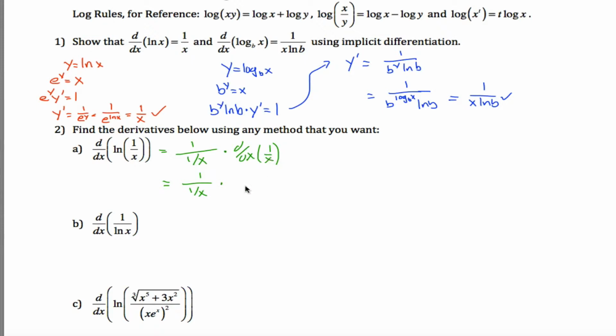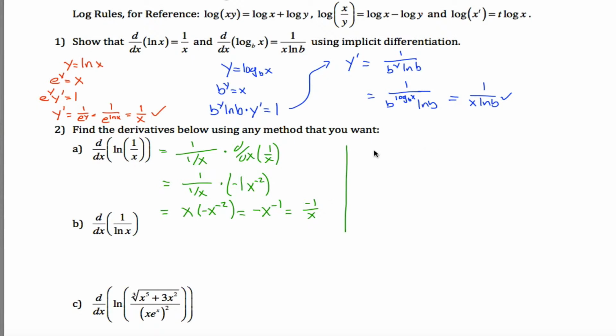Well, 1 over x is x to the negative 1 power. So I can bring the negative 1 down in front and subtract 1 from the exponent to get x to the negative 2 power. But 1 divided by 1 over x is just x. So really what I have here is x times negative x to the negative 2 power. And that's equal to negative x to the negative 1 power. In other words, negative 1 over x. So here's one way you could do this problem.